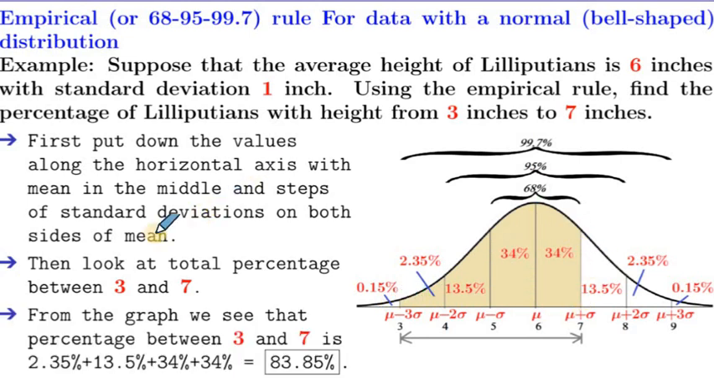From the graph, we see the percentage between 3 and 7. We know the area from here to here is 2.35%, and from here to here is 13.5%. From here to here is 34%, and again from here to here is 34%. So when we add all these percentages, we get 83.85%.